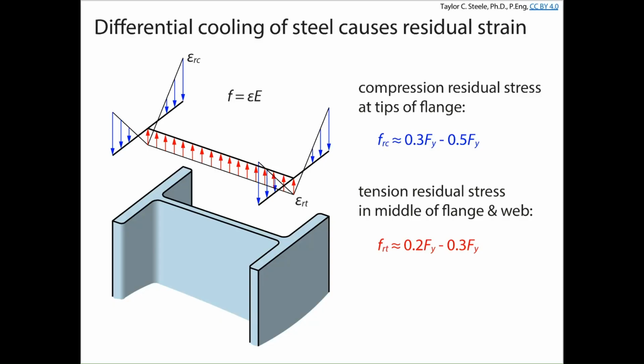Does anyone have any questions about structural steel shapes, kinds of shapes or applications, or what it means to have this residual stress locked into the cross-section of hot-rolled shapes before any loads are actually applied? Any questions? All right.